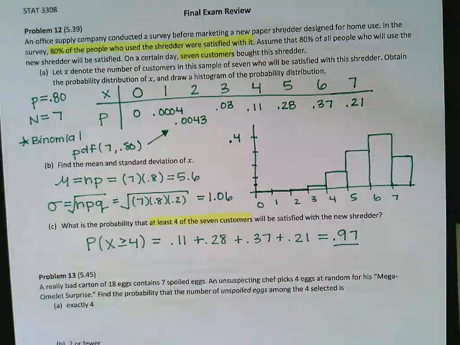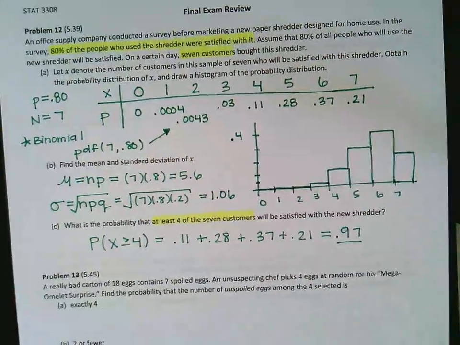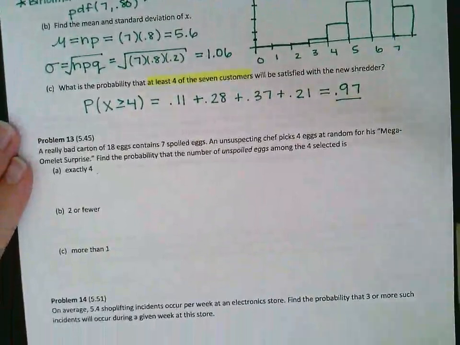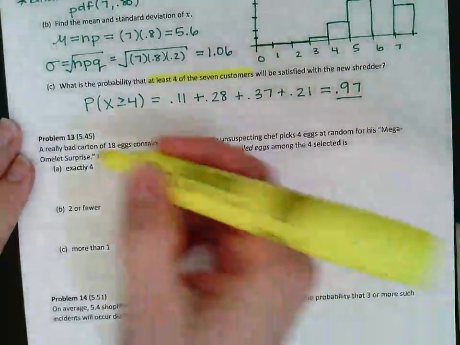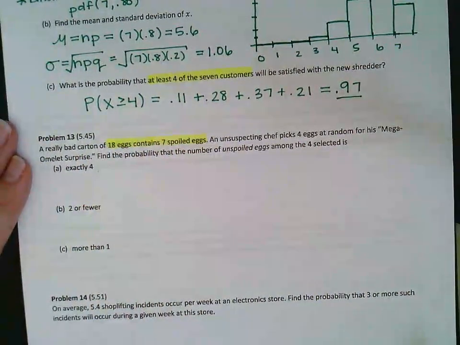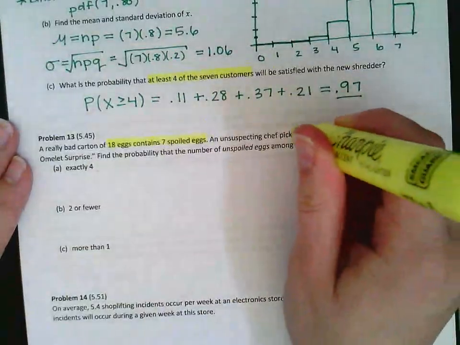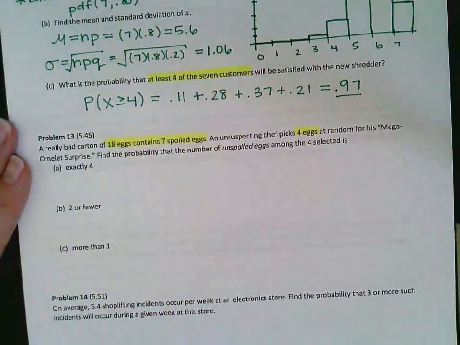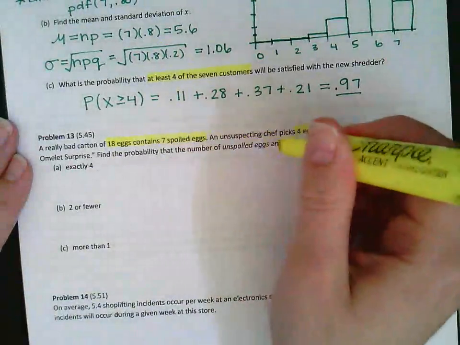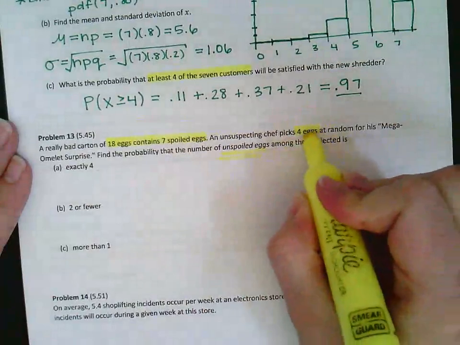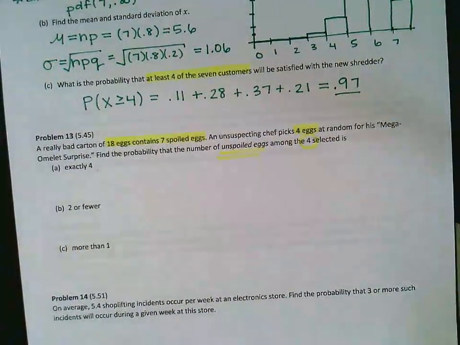Okay. All right, so that's a good binomial question. It ties in a lot of the things for that section, which is why I chose that to review with you. Looking at problem 13, a really bad carton of 18 eggs has 7 that are spoiled. An unsuspecting chef picks 4 eggs at random for his mega omelet surprise. He might be very surprised. Find the probability that the number of unspoiled eggs among the 4 selected is.